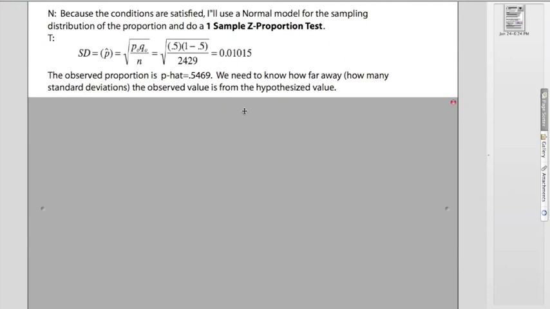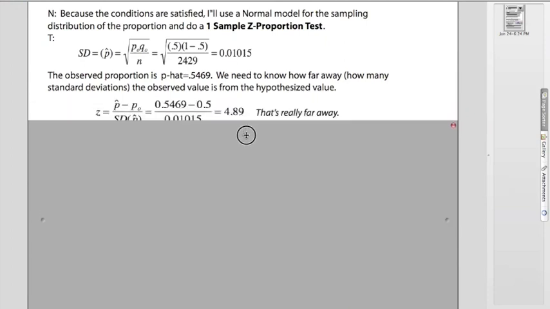the next thing we're looking at is the observed proportion for p hat, which is 0.5469. I need to know exactly how far away, in numbers of standard deviations, the observed value is from its hypothesized value. So how far is 0.5469 away from 0.5 in terms of the standard deviation that we just quoted? And if you think about it, that's probably going to be pretty far.